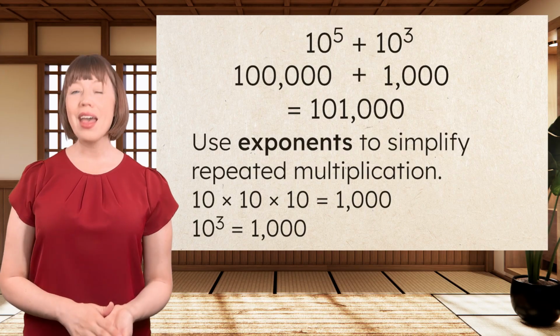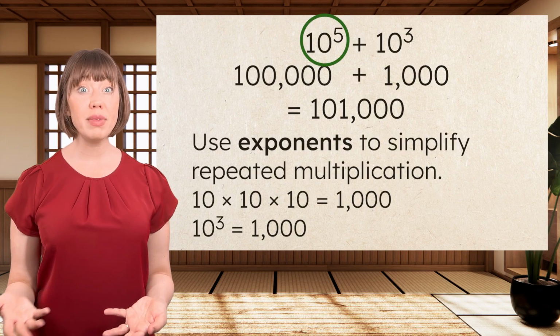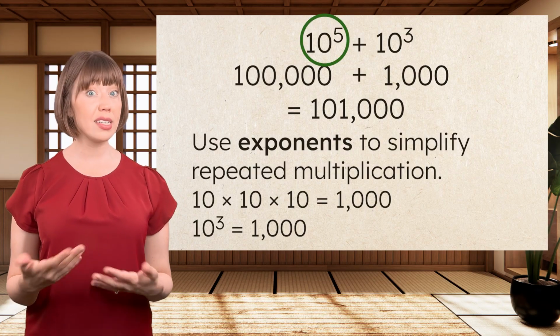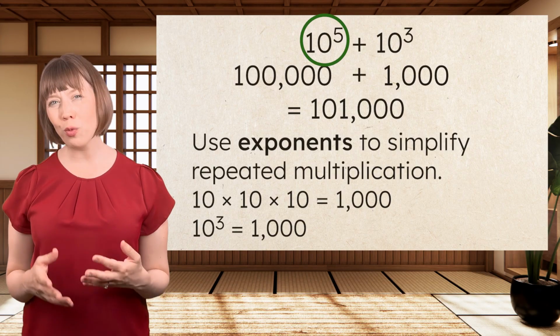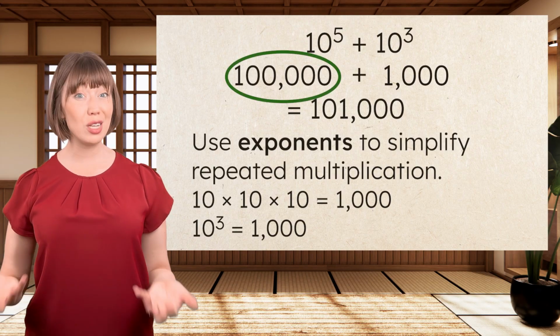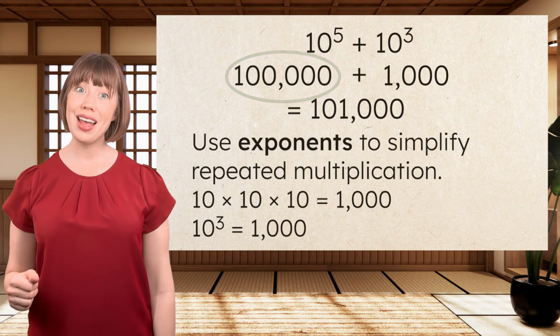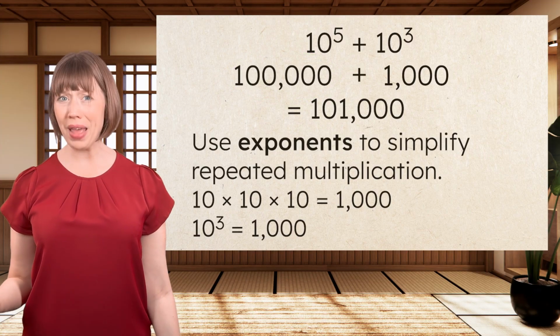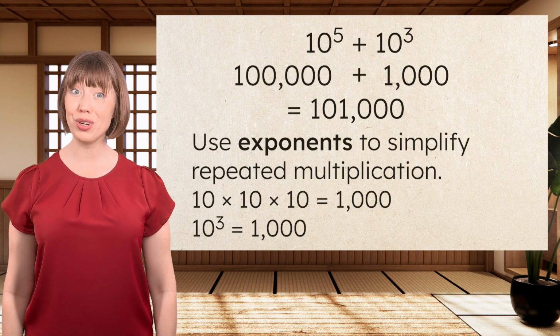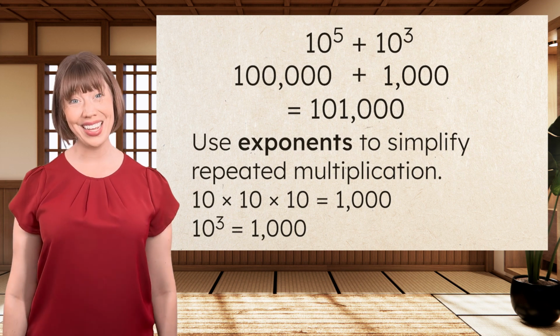For example, 10 to the fifth power means 5 tens multiplied together. You know right away that the number has 5 zeros and extends to the hundred thousands place. This is an easier way to compare and add large numbers without writing everything out.